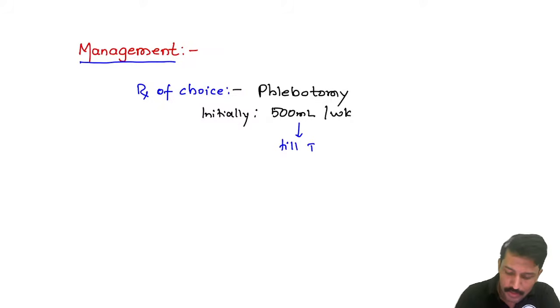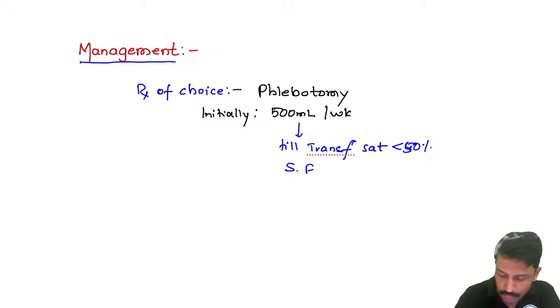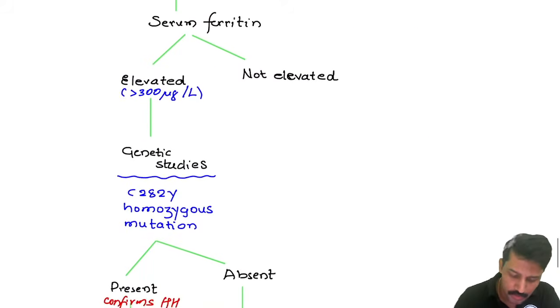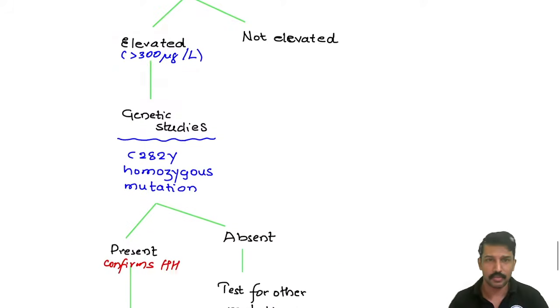Till the transferrin saturation drops to less than 45%, or the ferritin less than 50%, sorry. And the serum ferritin comes to the range of 50 to 100 micrograms per liter. For diagnosis, how much did we consider? If it is more than 300, we counted it as very high.